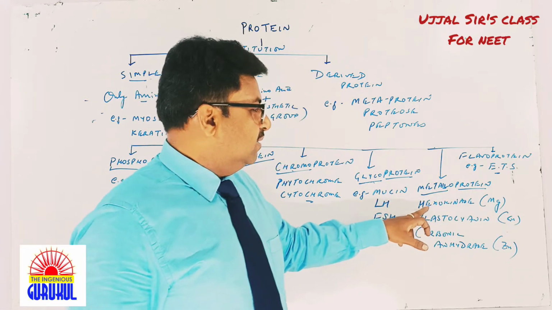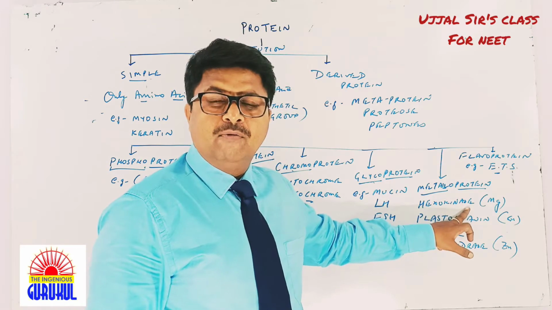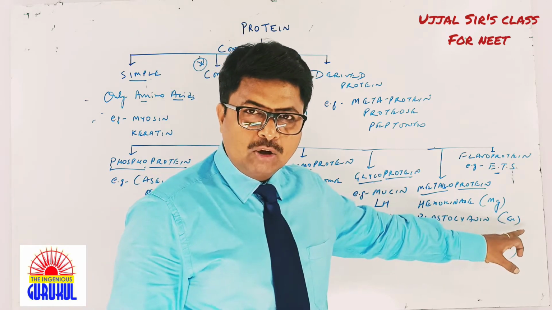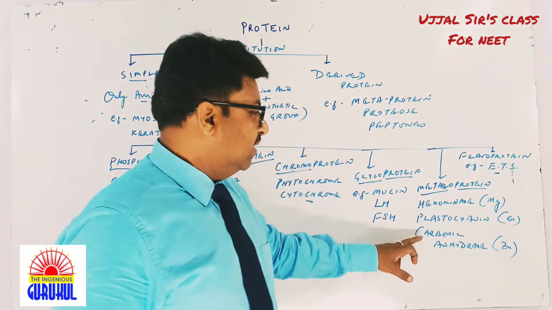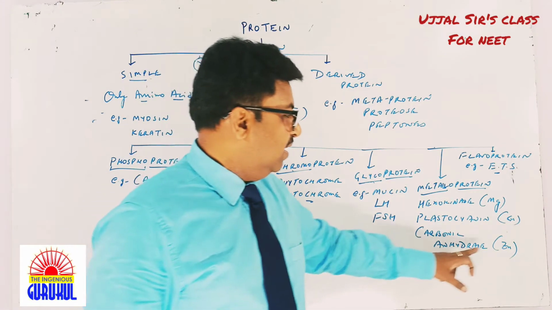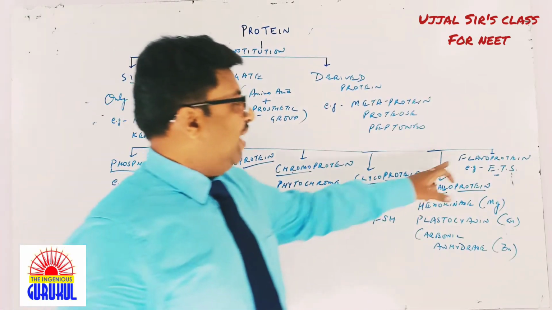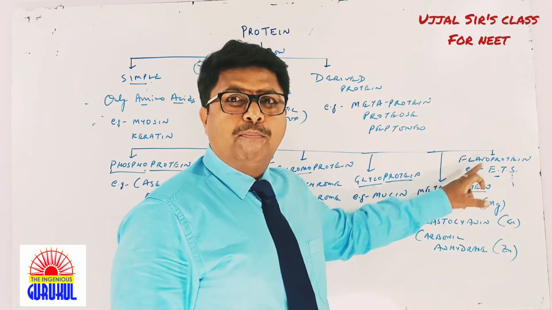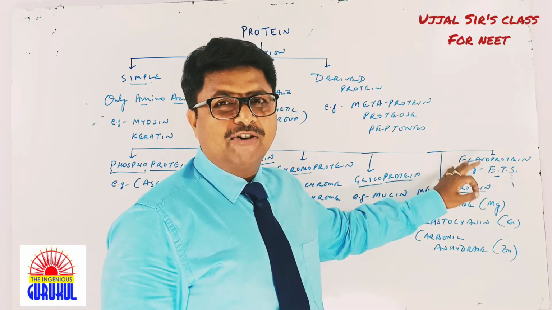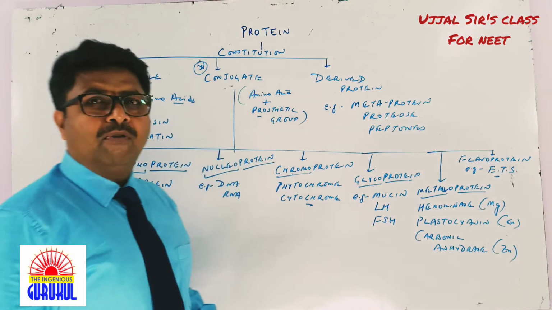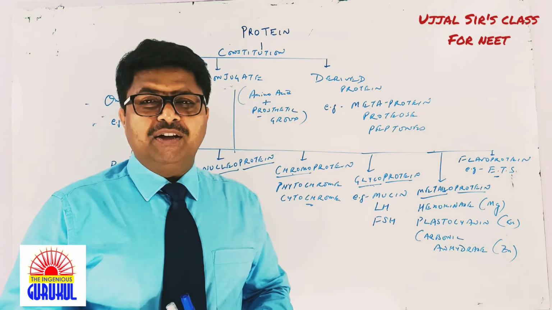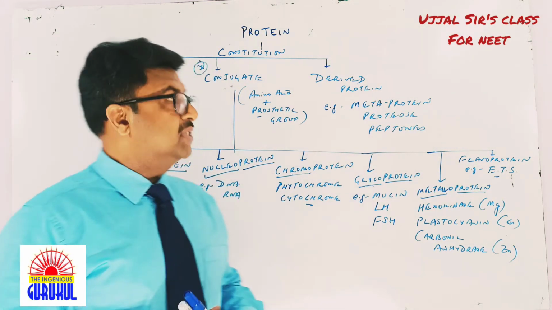Metalloprotein over here, the examples are hexokinase, where the metal is magnesium; plastocyanin, where the metal is what? Copper; and carbonic anhydrase, which is called the fastest enzyme, and we are going to study this in the enzyme topic, which is having the metal zinc. Flavoprotein, the best example is there in the electron transport system. So they are present in ETS, electron transport system. So this is about conjugate proteins, which is the most important topic for NEET examination as far as the protein classification on the basis of constitution is concerned.